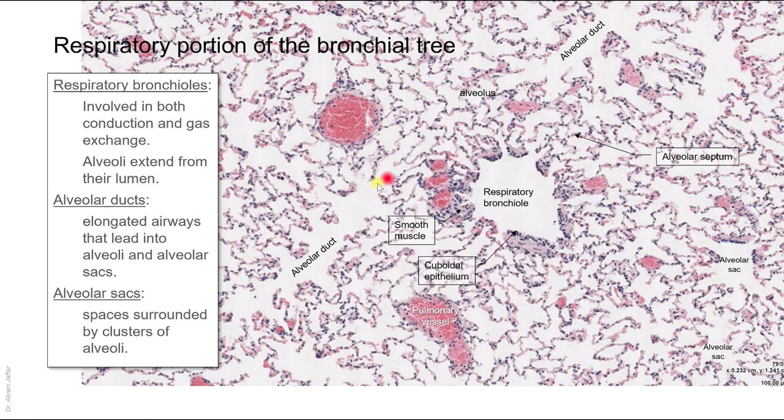And then we have an alveolar duct, which is an elongated duct. On either side of the duct, open the alveoli. So it looks like a corridor with multiple doors on either side. It's called the alveolar duct. And the alveolar duct will either give rise directly to alveoli or to what we call an alveolar sac, which are spaces like a lobby hall surrounded by multiple alveoli.